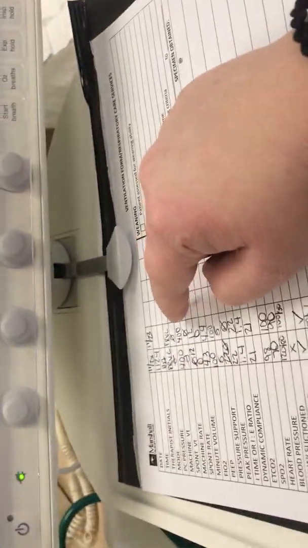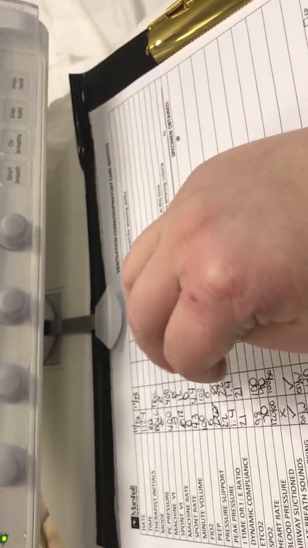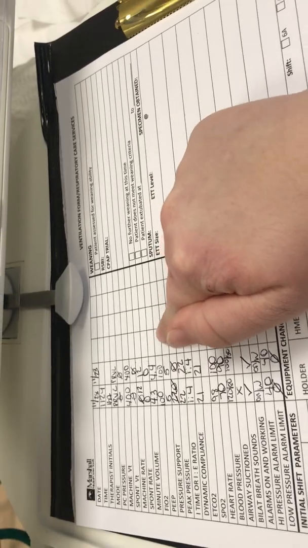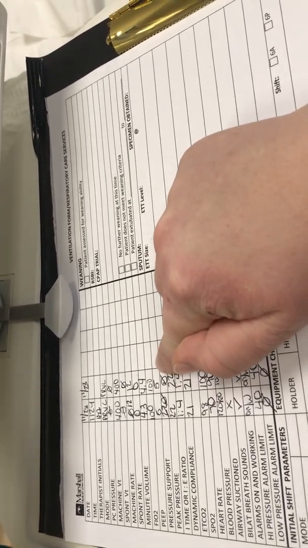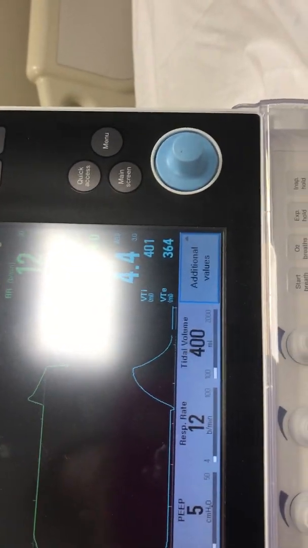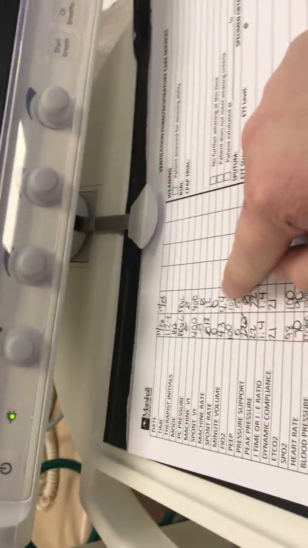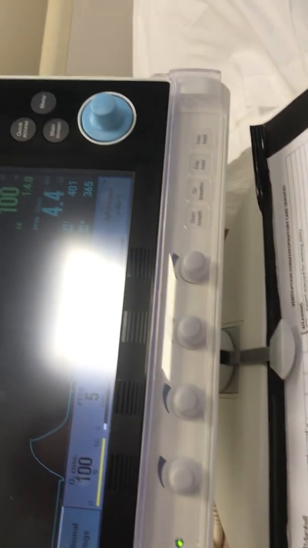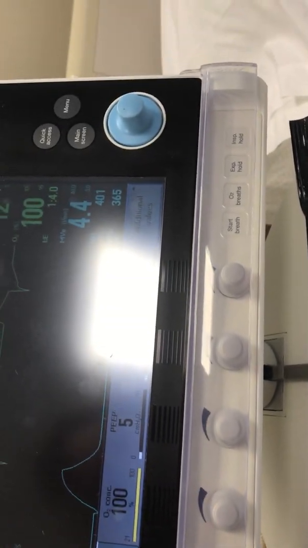I look at my machine rate, which is also at the bottom, which is 12. My spontaneous rate, if the patient's breathing over, I'd subtract that from the set machine rate and get that value, which we don't have. Then I would look at my minute volume, which is at the bottom of the screen, 4.4. My FiO2, which is at the bottom. My PEEP, which is at the bottom also. Pressure support, if I had any.